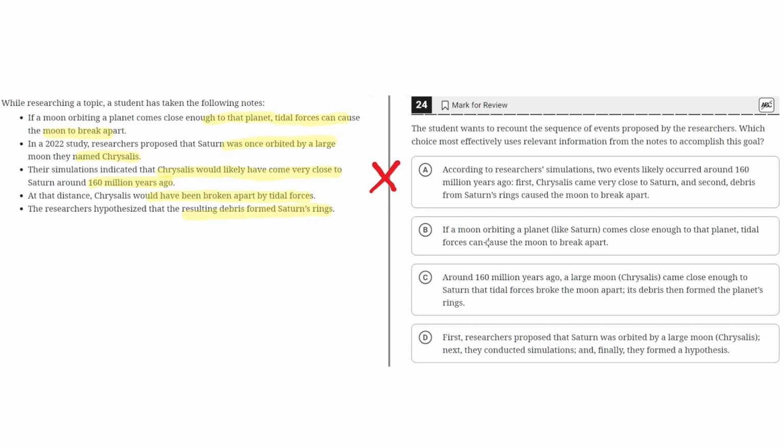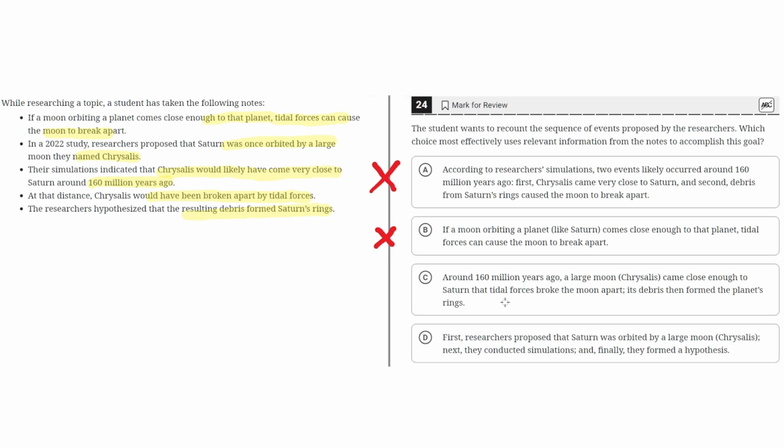B. If a moon orbiting a planet like Saturn comes close enough to that planet, tidal forces can cause the moon to break apart. This is incorrect because although this is true in regards to the information gathered from the notes, it is not related to the focus of the text, which is recounting the sequence of events proposed by researchers. So because this doesn't recount a sequence of events proposed by the researchers, B can be eliminated.